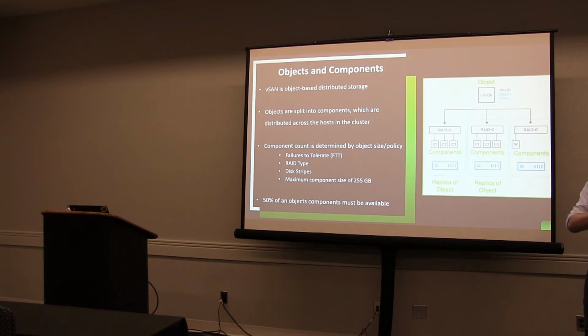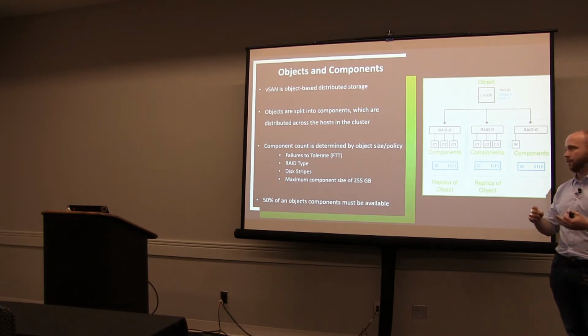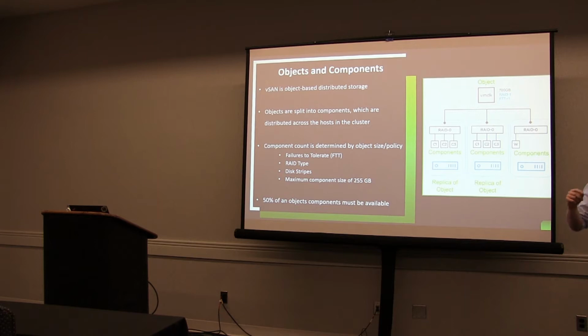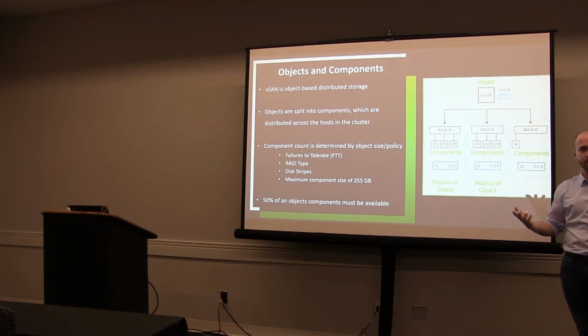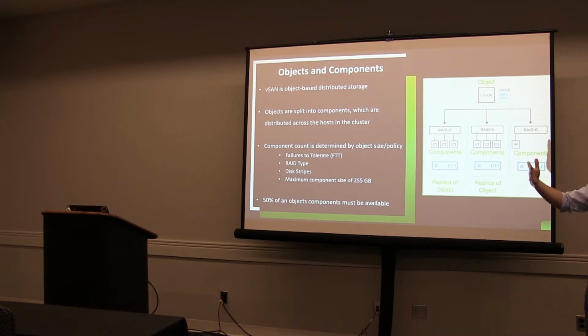And that policy defines things like failures to tolerate, which is how many hosts can fail in your vSAN cluster and all the objects are still accessible. And then your RAID type, which is basically defined, is it a mirrored policy or are you getting space savings with parity bits, and kind of like how a traditional RAID functions. And then also disk stripes if you want to add additional performance.